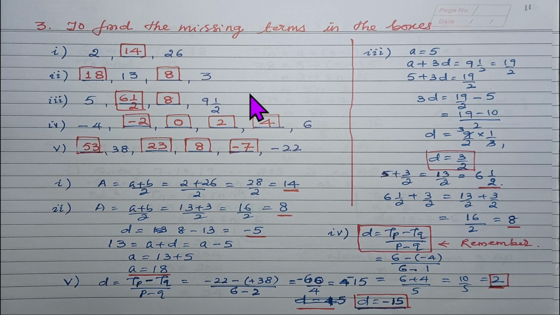Now coming to again a very interesting example. Here we have to fill the boxes again. We have been given the terms of an AP. We have to fill these boxes. Let us understand how to solve these one by one. Now we are given the first term as 2 and the third term as 26.